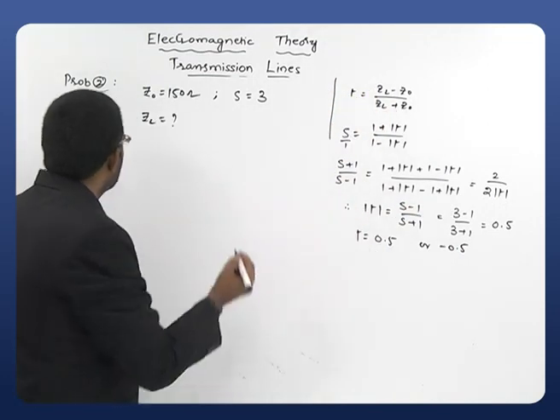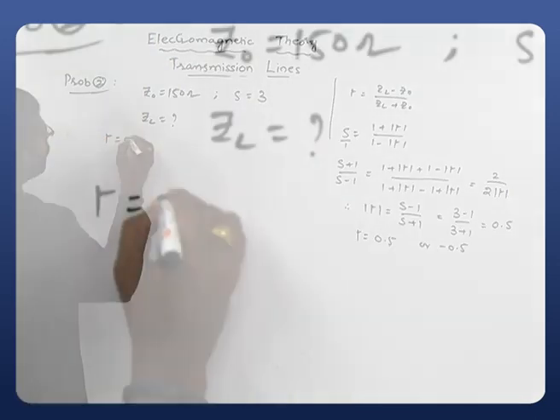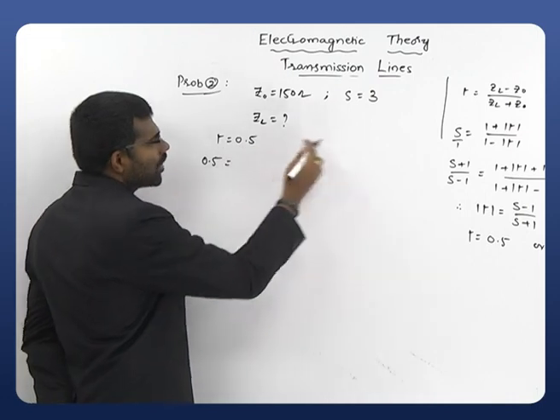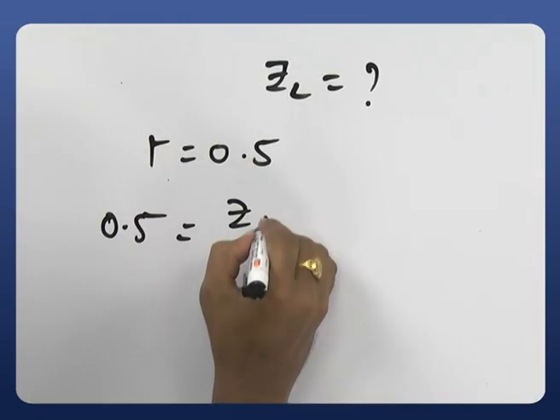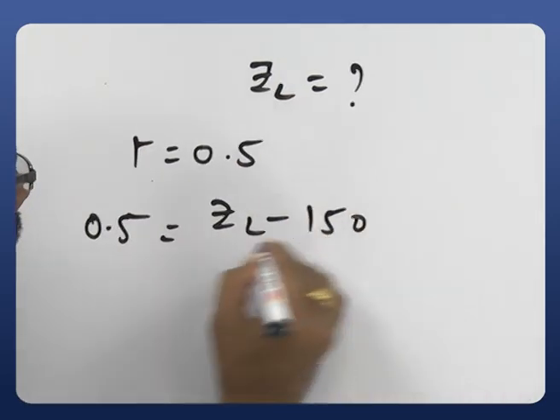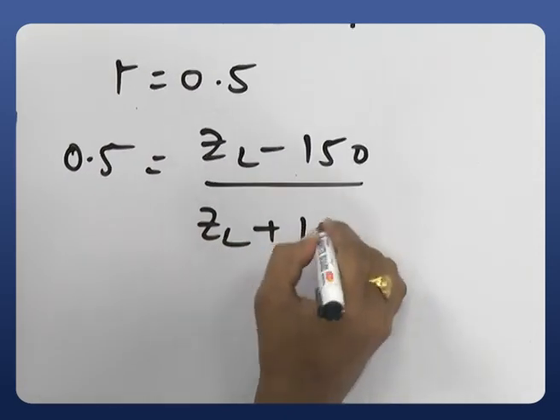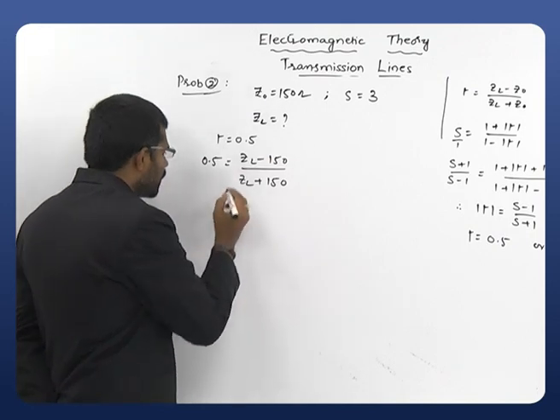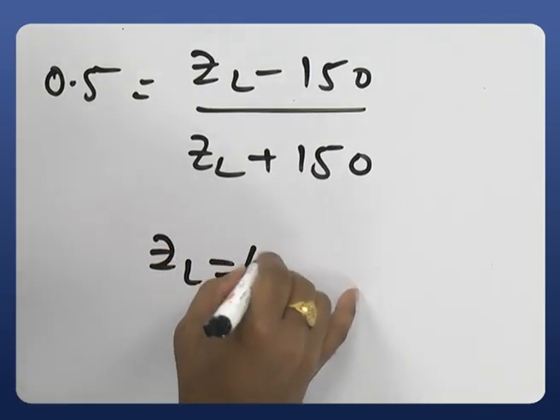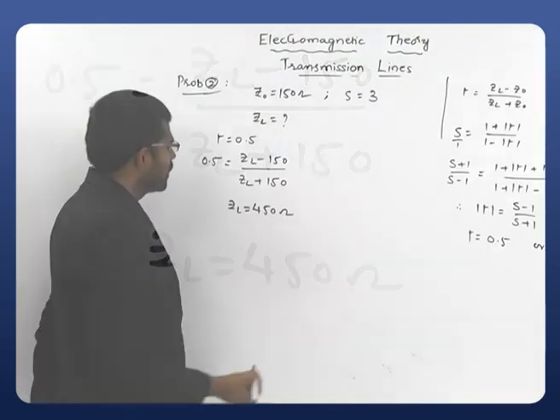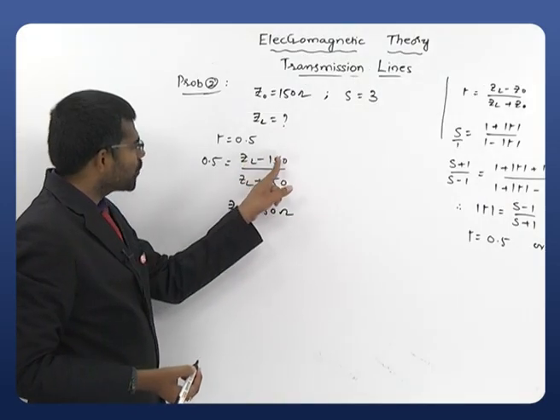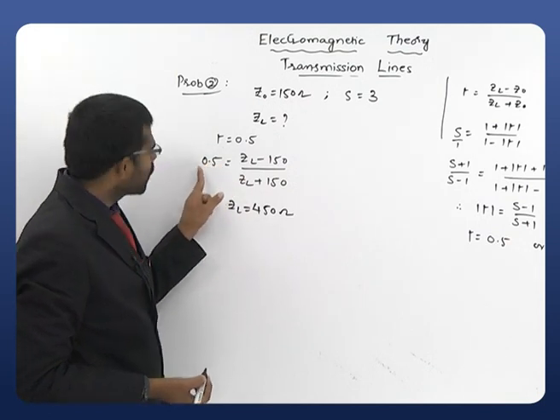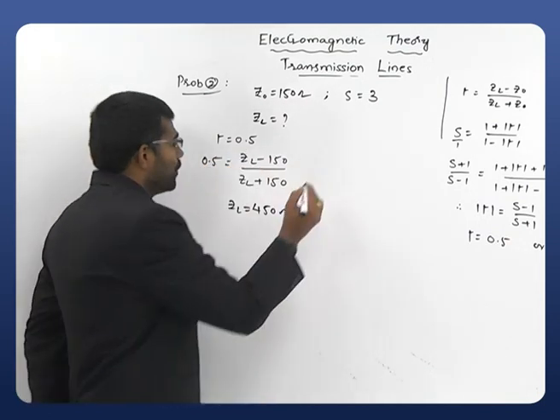Why will we consider these two? For gamma equal to 0.5, initially I am considering 0.5 equal to, what is the formula for gamma? ZL minus Z0, what is Z0? 150, divided by ZL plus 150. Right? So simply you can observe that this ZL is equal to 450 ohms. If you substitute 450 here, 450 minus 150 is 300, divided by 600 is 0.5. This is the positive value that we get if we consider 0.5.